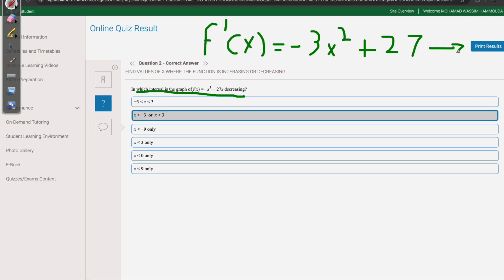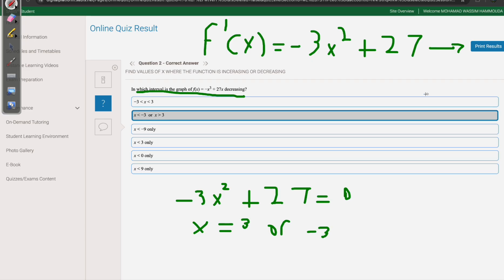Then equate it to 0. So negative 3x squared plus 27 is equal to 0. X is equal to 3 or negative 3. Then we're going to do the table of variation.